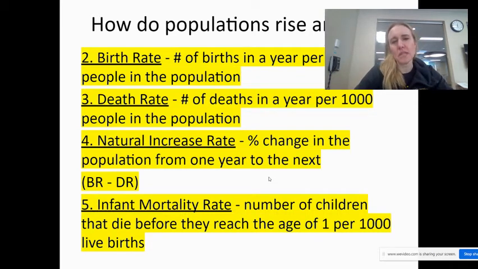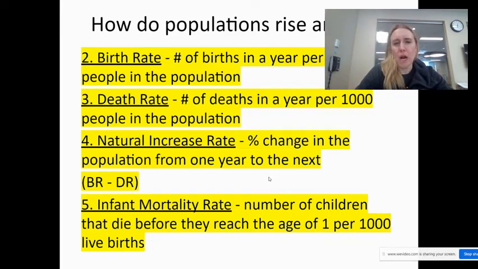And then the death rate's the same thing. It's the number of deaths in a year per 1,000 people in the population. And death rates are in most countries lower than birth rates. So you might have a death rate of 12. That means of every 1,000 people in the population, about 12 of those people will die in any given year.